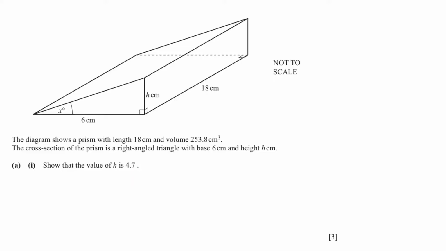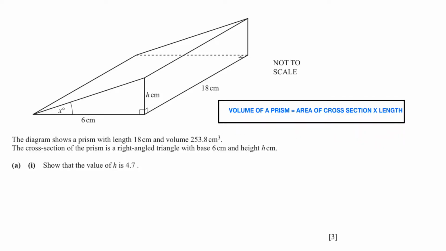There's a very important formula you need to know. To find the volume of the prism, we can multiply the area of the cross section with the length or the height, whatever is given to us, for any type of prism. So this is one rule that you need to know. We have got volume of the prism, which is 253.8. So volume of a prism is equal to 253.8 times half times base times height.